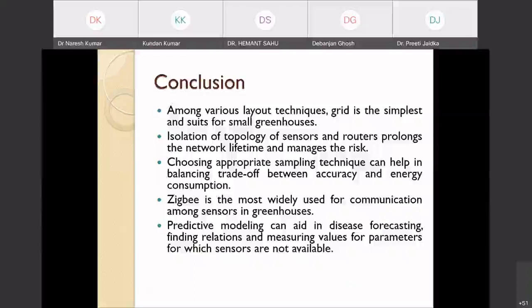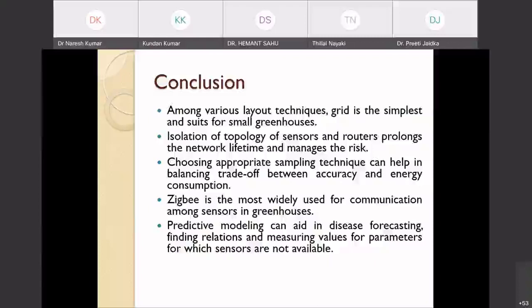Zigbee is the most widely used for the communication among sensors in greenhouses. And predictive modeling can aid in disease forecasting, with finding relations and estimating values for the parameters for which sensors are not available. And predictive modeling can also help for disease forecasting. And artificial intelligence for disease forecasting is still an open area in this case, and one can work on this.